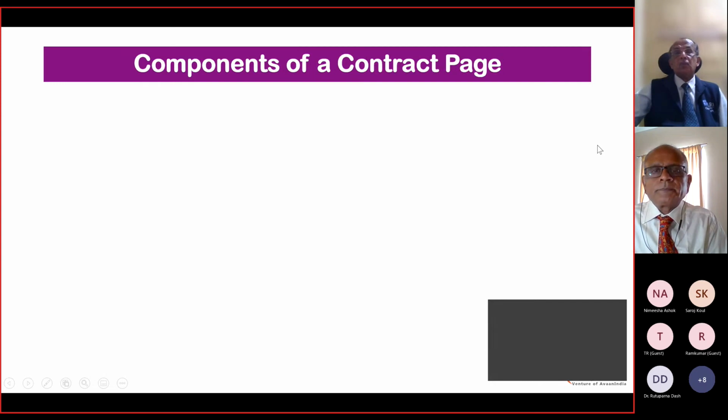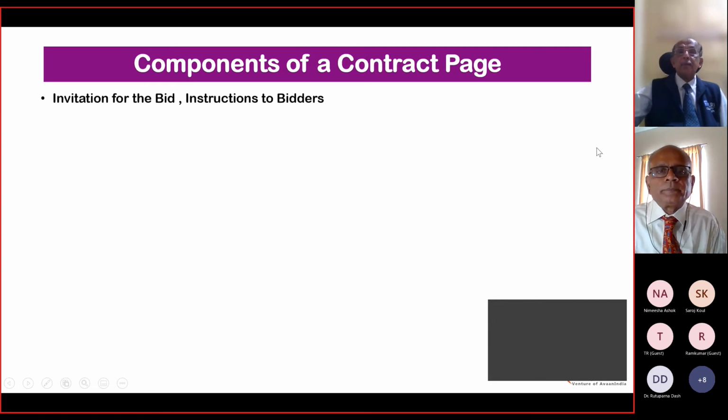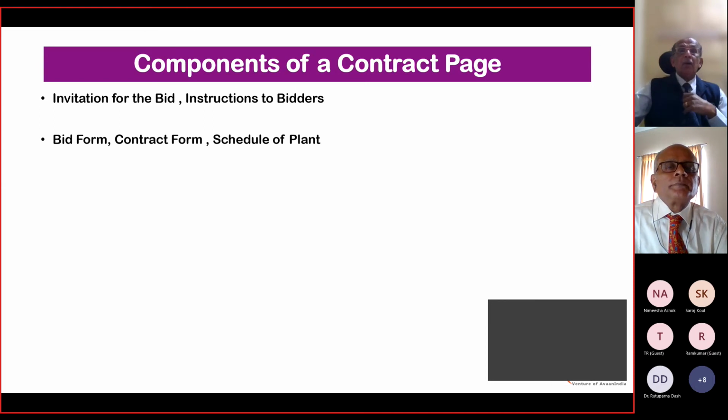Components of a contract package. What are they? Invitation for the bid, like what Shyam has just explained. Instruction to bidders. Then bid form. When you talk about the bid form, templates are given, and it's a uniform one. The details are fixed and entered in the template, and it's circulated to all the parties so that everybody fills in according to the template. Then it's much easier to evaluate the tender as well.